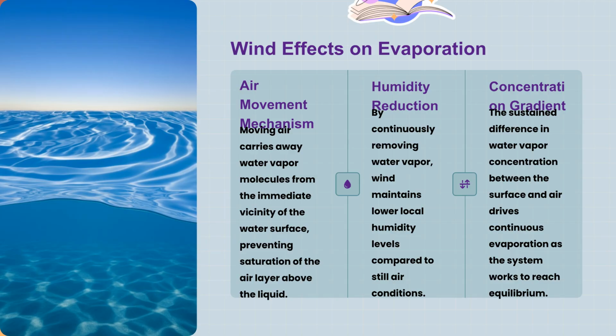Wind affects evaporation by carrying water vapor away, preventing saturation of the air layer above the water. This continuous removal maintains lower local humidity, sustaining the concentration gradient that drives continuous evaporation.